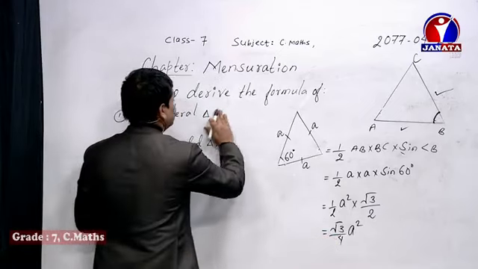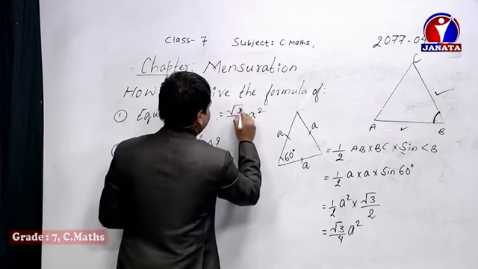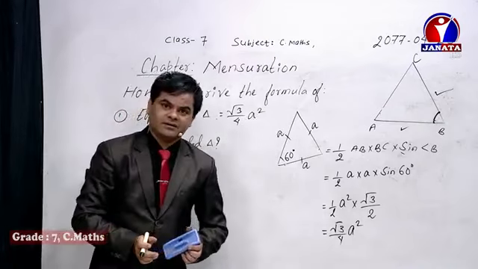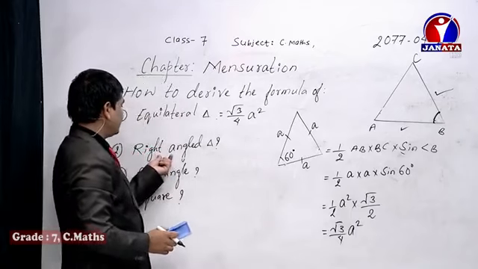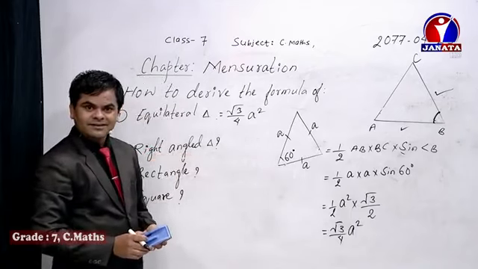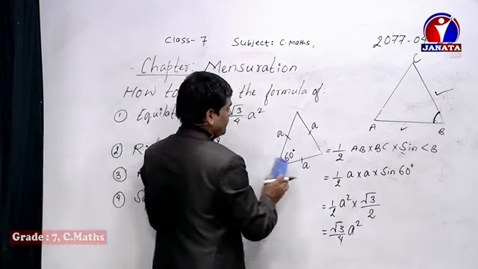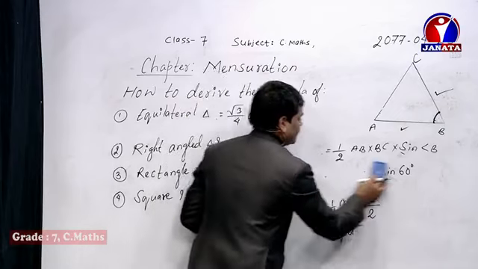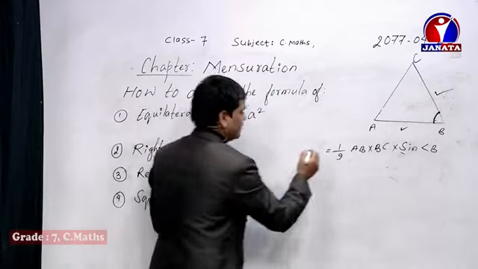So we write the formula as root under 3 by 4 A square. It means A is the length of the side of the triangle. Now similarly, if we need to find out the area of a right angle triangle, how to use this formula? The same formula now I am going to use. You just copy all this, and then let's start deriving the formula of the right angle triangle.